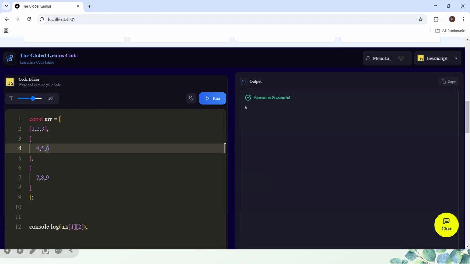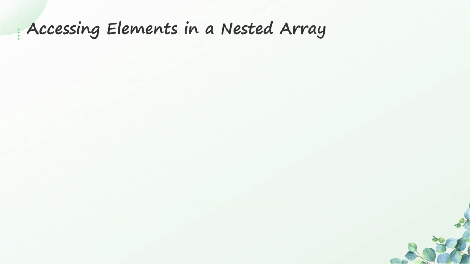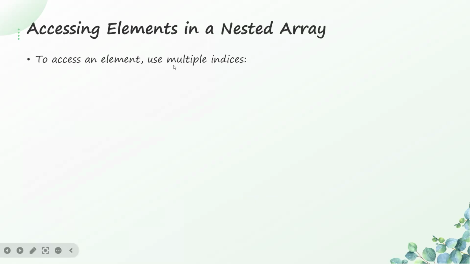So let's get back to our presentation. How do you access elements in a nested array? I've just shown you that. To access an element, you use multiple indices. The first index is going to be for the row, and the second index is going to be the column.